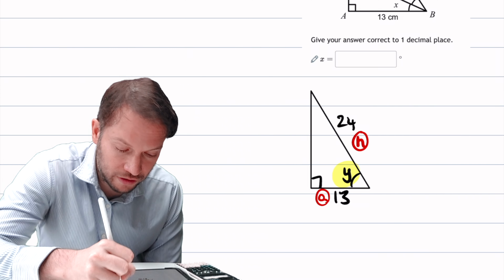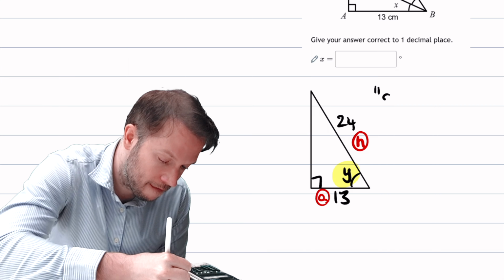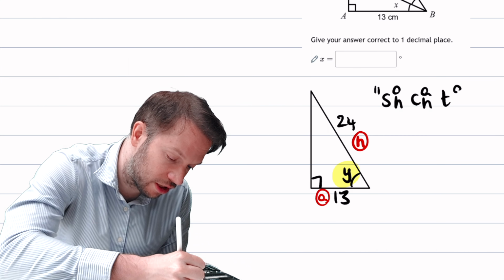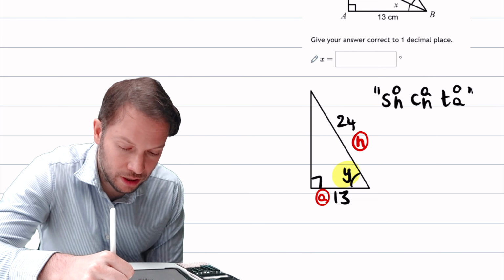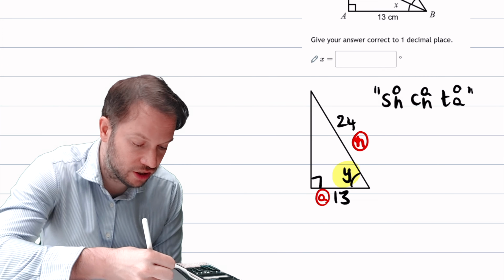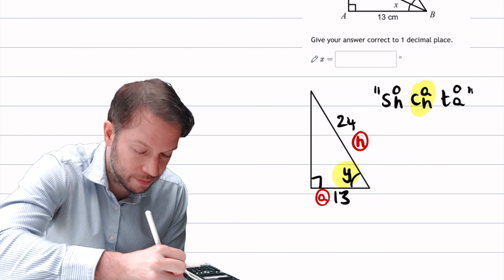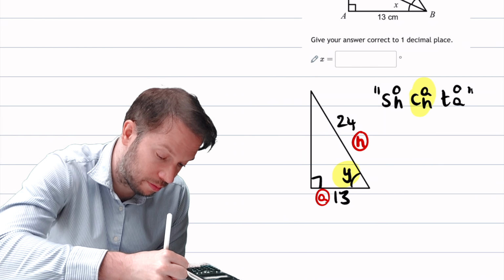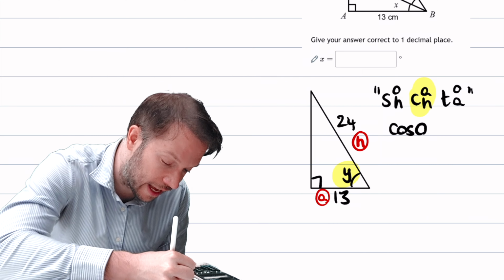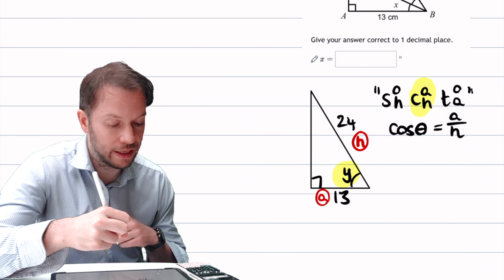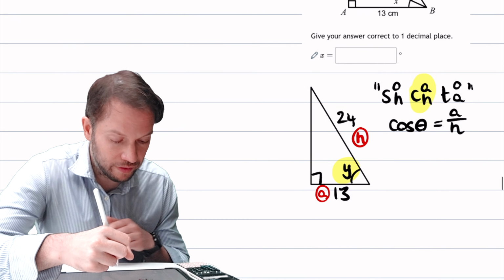And then remember, we use SOHCAHTOA as our little mnemonic to work out which trig ratio to use. Now, we're involving A and H. That's cos. That's A and H. So it's that one we want to use. And that is short for, as we've previously seen, cos of the angle theta is equal to A over H, like that.